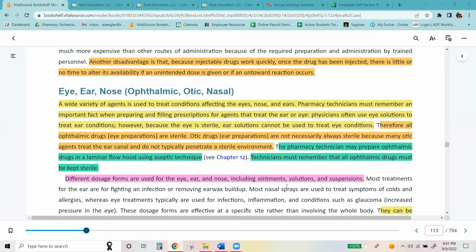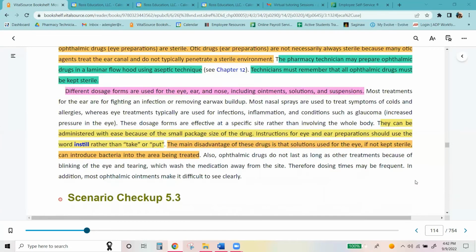Therefore, all ophthalmic drugs are sterile. Otic drugs are not necessarily always sterile because many otic agents treat the ear canal and do not typically penetrate a sterile environment. So otic is what we call ear preparations, ear drugs, ear drops. As a pharmacy technician, depending on where you work, you may prepare ophthalmic drugs in a laminar flow hood using aseptic technique. And we must remember that they should always be kept sterile.